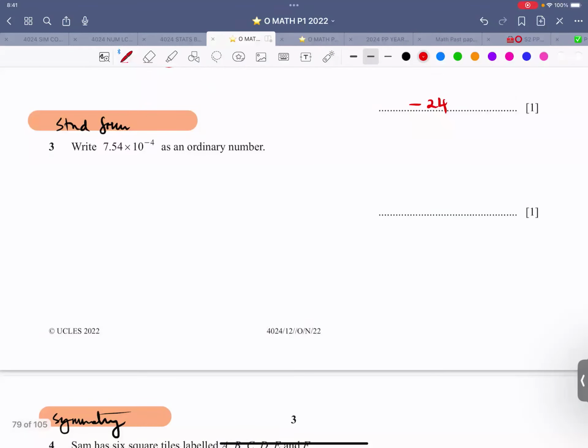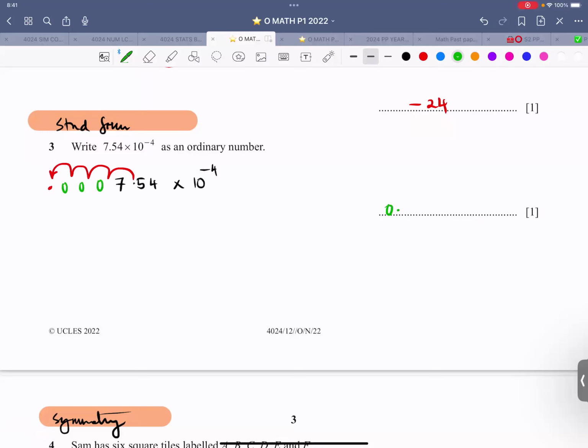Standard form to ordinary number. So this is 7.54 into 10 raised to power of negative 4. We have to reduce, so we have to make the decimal go to the left. So this is 1, 2, 3, 4. Stop over here, put the decimal. And in these gaps, put the zeros, 1, 2, 3 zeros.